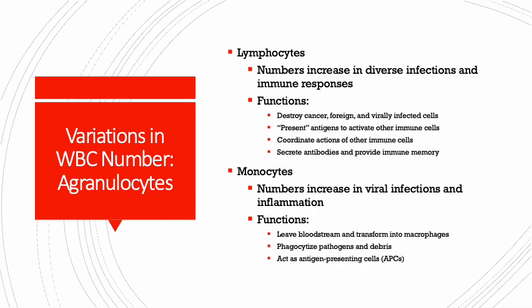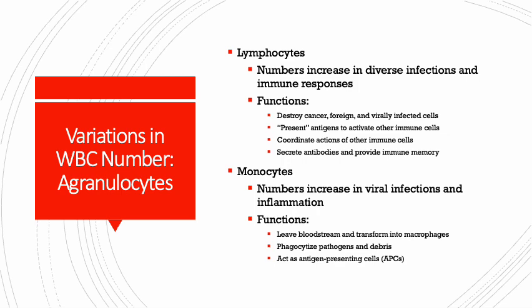So they leave the bloodstream and they turn into macrophages, which are cell-eating cells, right? They eat other cells. And then they phagocytize, or eat and break down, pathogens and any debris from that. And they can also act as an antigen presenting cell, meaning they mark the virus as bad so other cells can attack it as well. So there are cells in your body that mark things as bad and say, hey, this is bad.